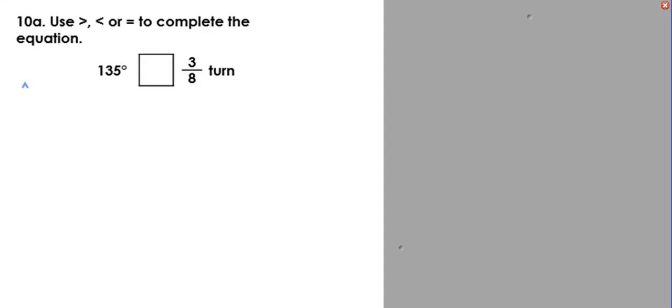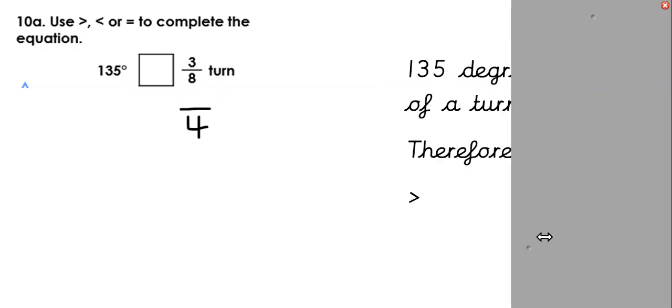Have another go at this one. So again, use the symbols to complete the equation. Remember, when you've got eighths, think of quarters first and then convert them into eighths. Pause the video now and have a go. Okay, let's have a look at the answers then.